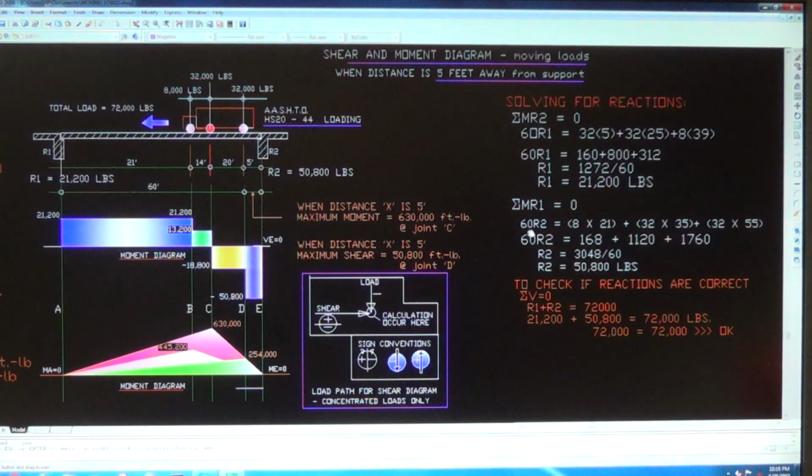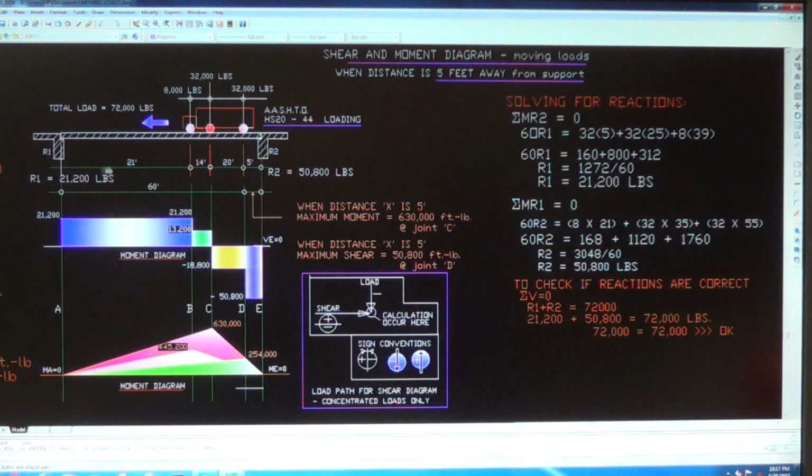So 60 R2 now is equal to 8. The first load, from summation of moment R1 right here, take the moment there, you look at the load, the first load is 8,000 coming down.